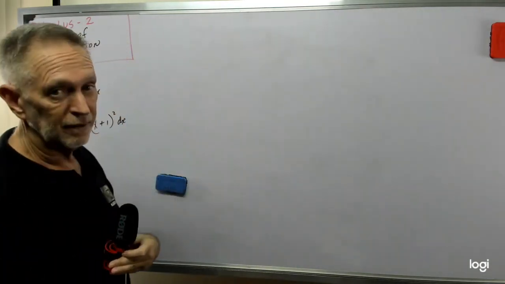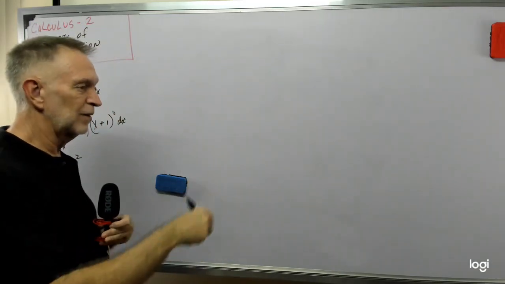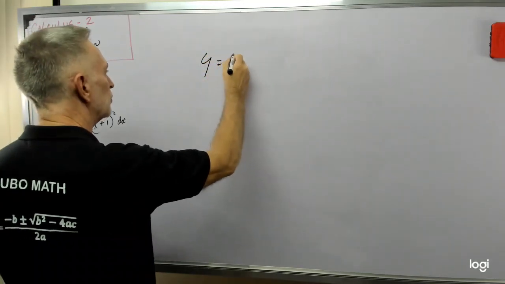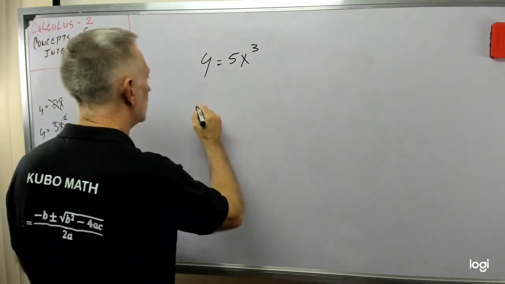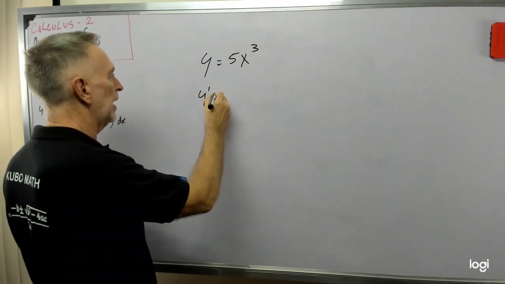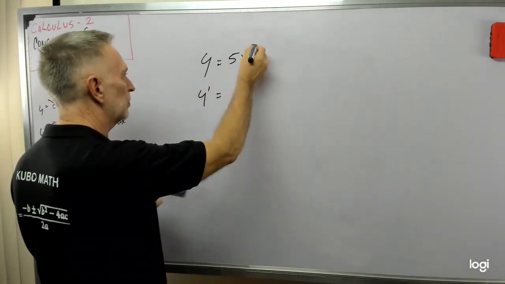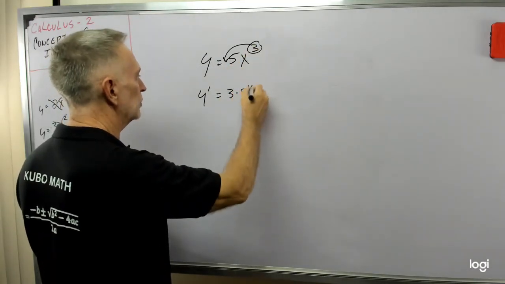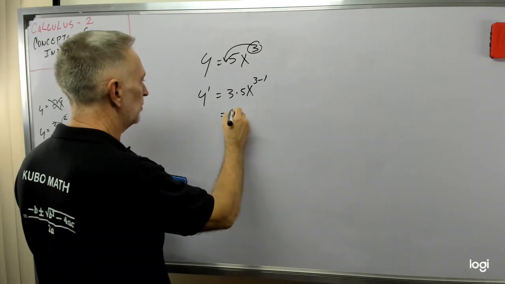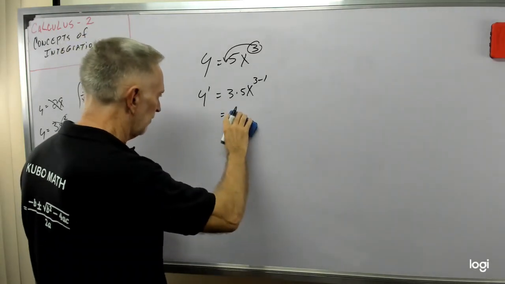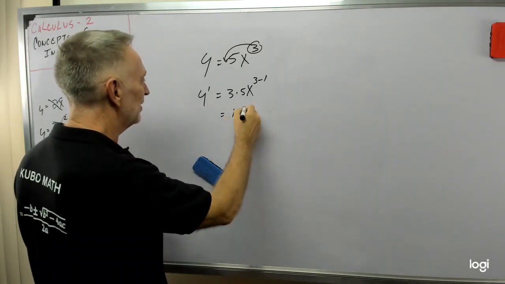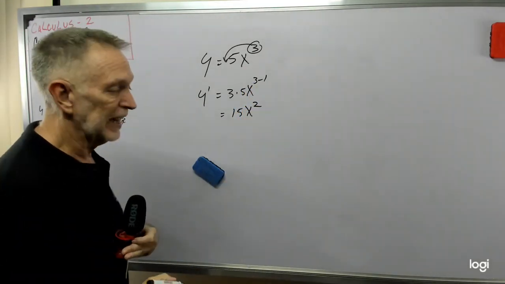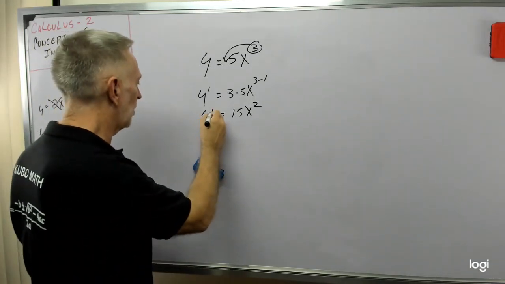Sometimes I forget the plus C, and the teacher would be, oh, minus 1, minus 1. All right, so let's say y equals 5x cubed. Let's take the derivative of that, and that would equal, bring the 3 down, 3 times 5, then x to the 3 minus 1. So that would be 15x to the 3 minus 1, which is 2. So 15x squared is y prime.